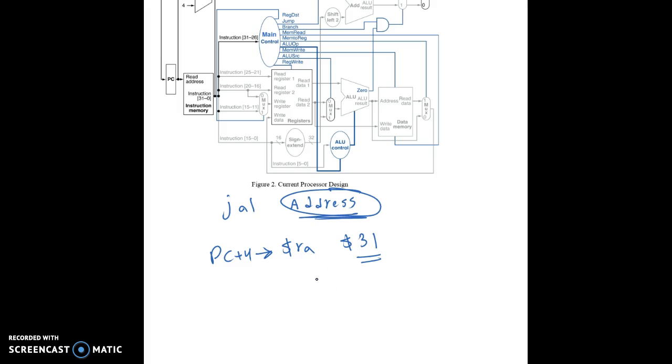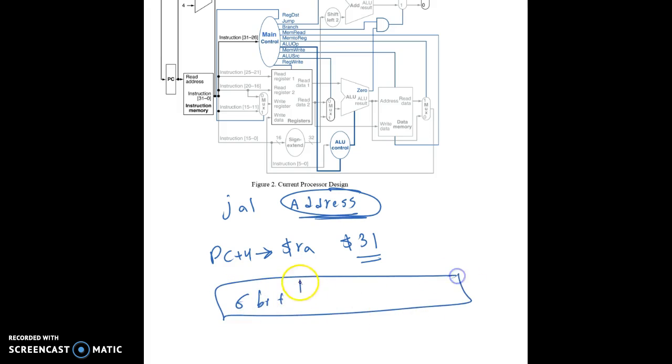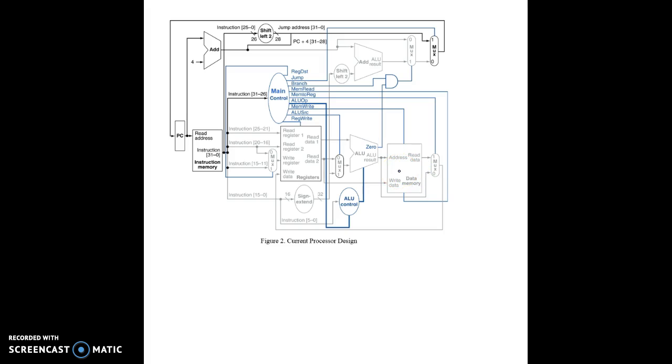So jump and link uses the J instruction format, which is basically 6 bits in the opcode and 26 bits in the jump field. So now we need to add any necessary components to the data path so that we can implement the instruction, as well as we have to determine the control signals values.